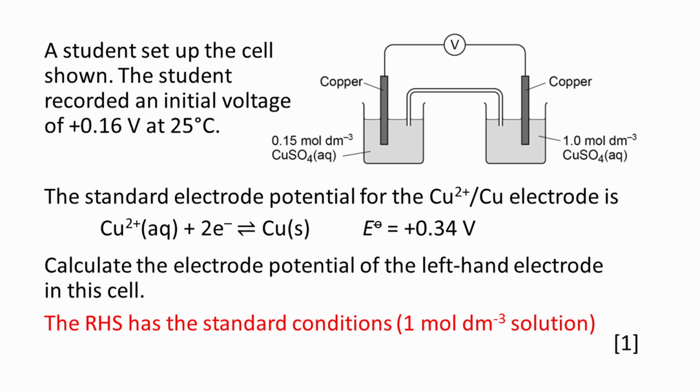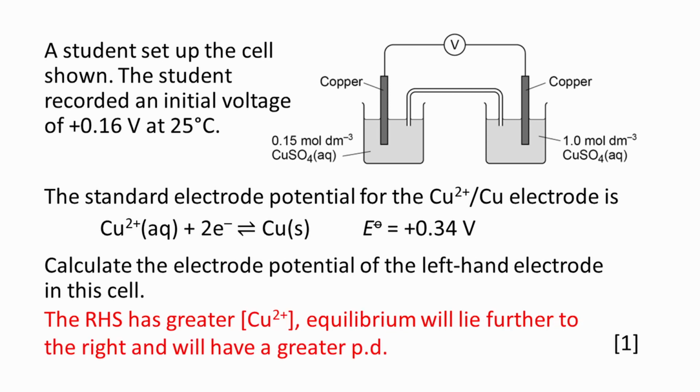The right-hand cell has standard conditions, 25 degrees Celsius and 1 mole per decimeter cubed of Cu2+ ions. The right-hand cell has a greater concentration of Cu2+ ions. This equilibrium will lie further to the right and have a greater potential difference.